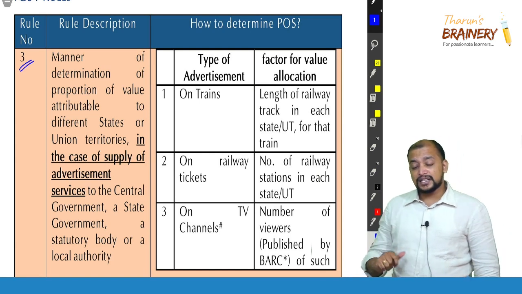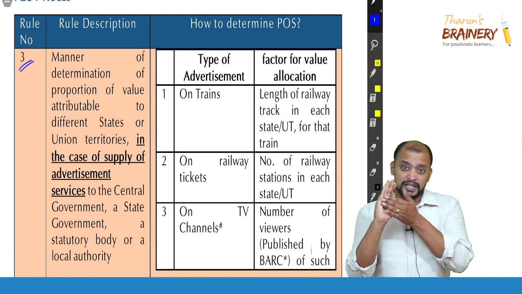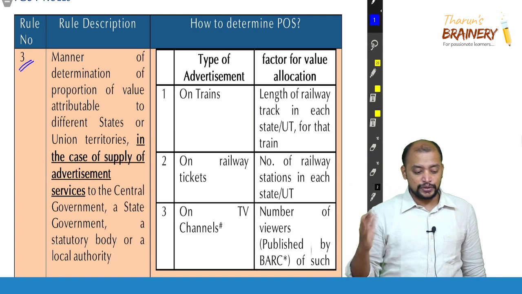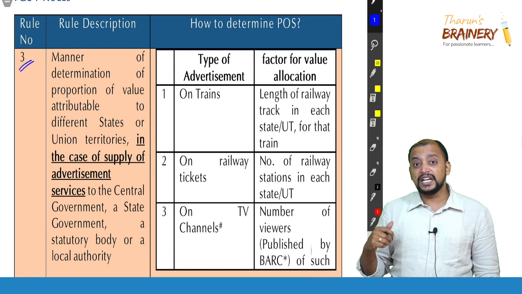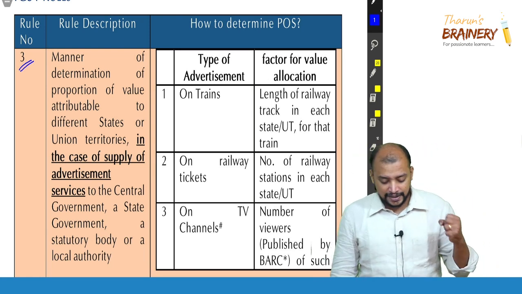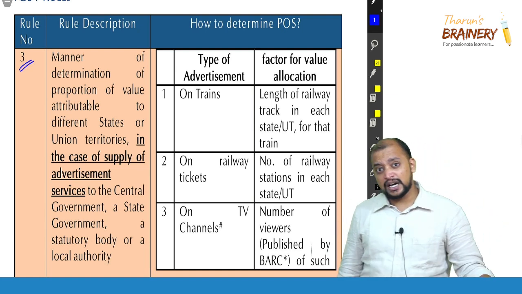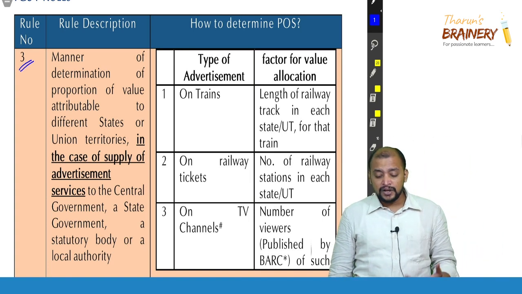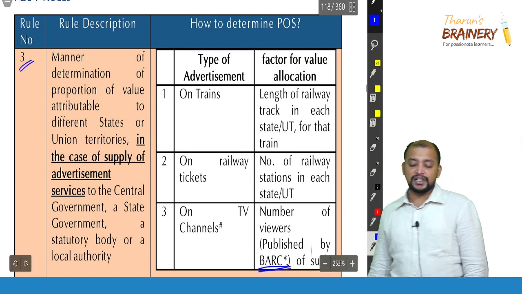Suppose if it is on the railway tickets, that is on the back side of the railway tickets, you can see the government ads. In that case, the number of stations in each state or union territory should be taken. Then in case of TV channels, first you need to get the data. What data? That is viewership data we need to get. How will we get it? From BARC, the Broadcast Audience Research Council, which will be giving the viewership data.